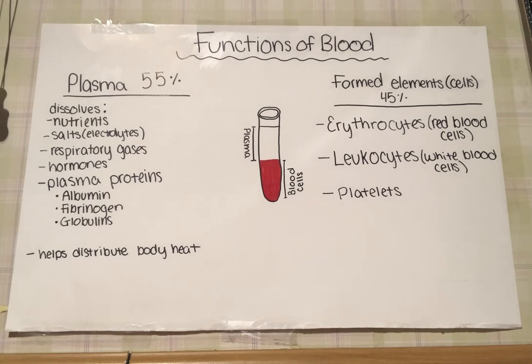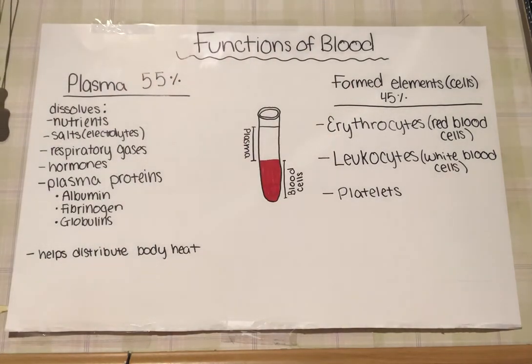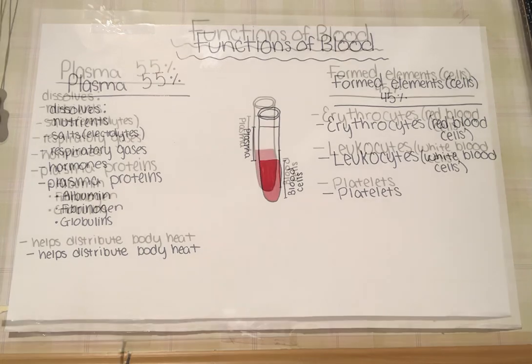Altogether, plasma also helps distribute body heat evenly throughout the body, which I mentioned earlier. And the second category is formed elements or cells, which takes up 45% of blood, and it consists of erythrocytes, which are red blood cells. It moves oxygen to all cells of the body, and the hemoglobin protein transports most of the oxygen that is carried in the blood.